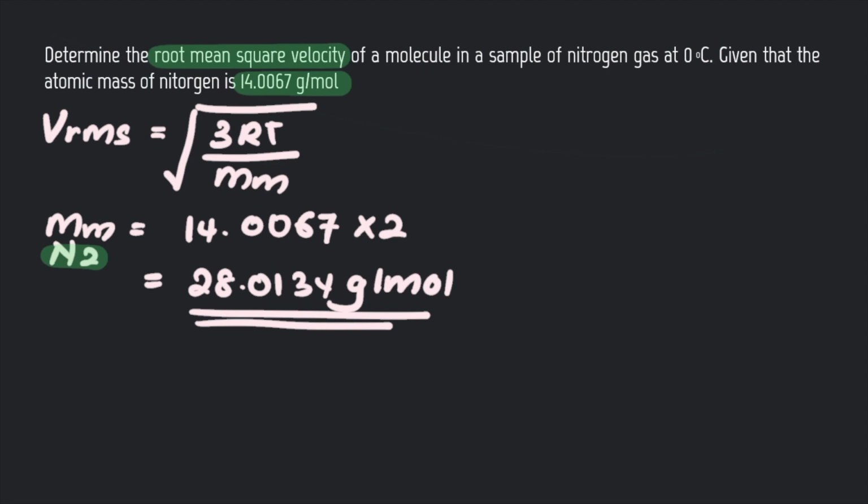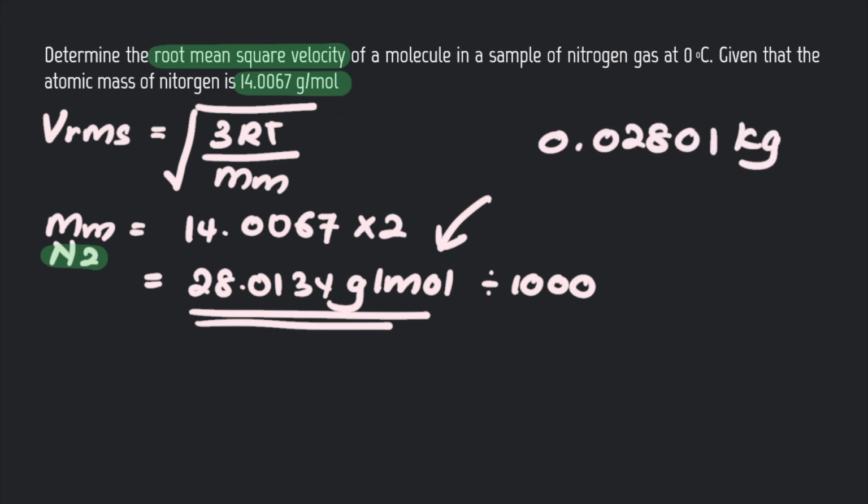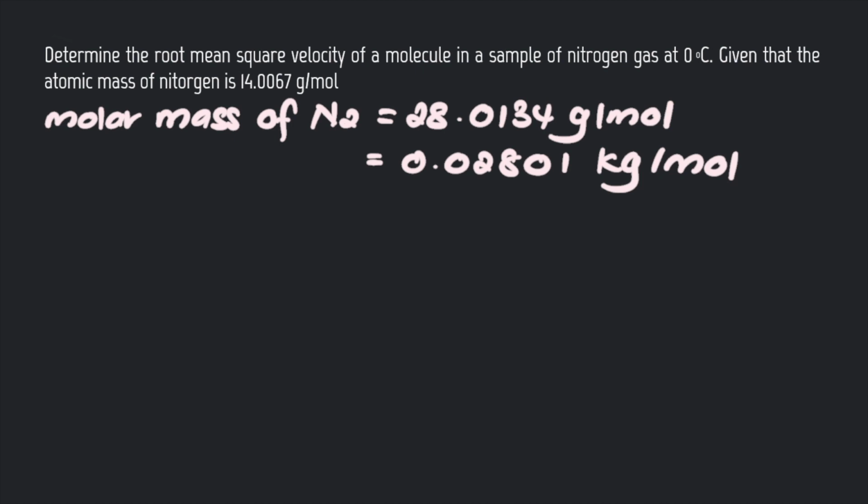Right, so you need to make sure that you convert this from gram into kilogram. So you need to divide by 1000. So when you divide this by 1000, you will get 0.02801 kilogram per mole. Alright, so let's calculate this root mean square velocity by plugging in the values.